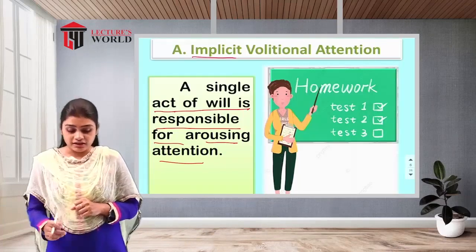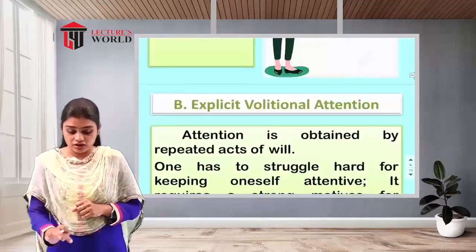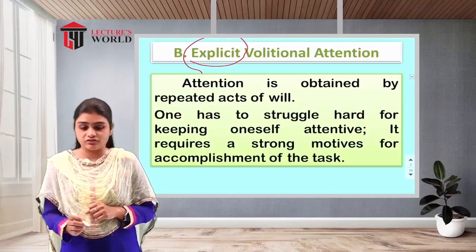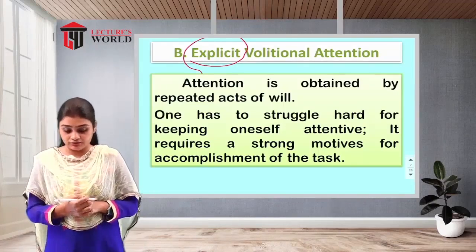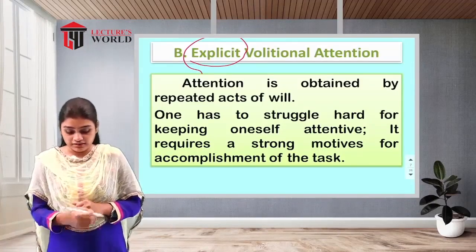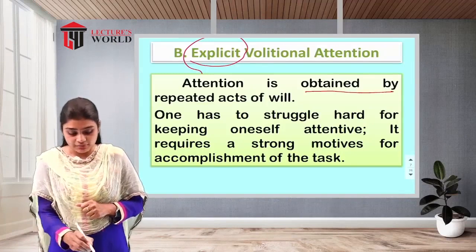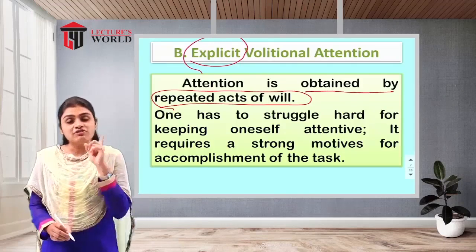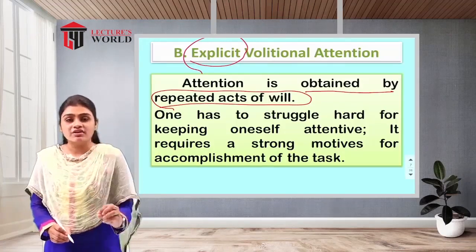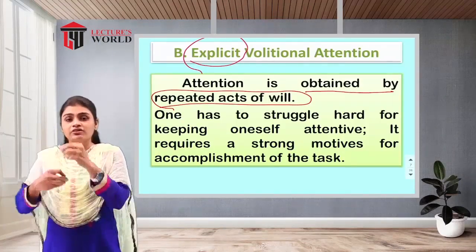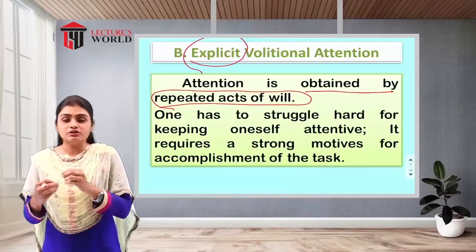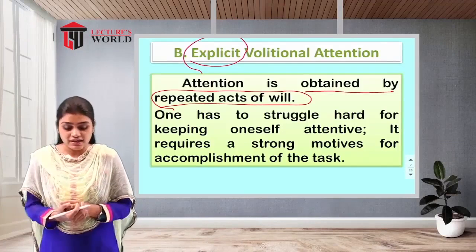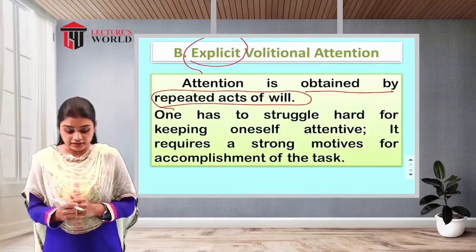At the same time, the other type of volitional or voluntary attention is your explicit volitional attention. What is explicit volitional attention? That means attention is obtained by repeated acts of will. In the previous one, we were doing only one act to fulfill our will, but here we are repeatedly acting to fulfill our will. So that is called a repeated act of will for explicit volitional attention.